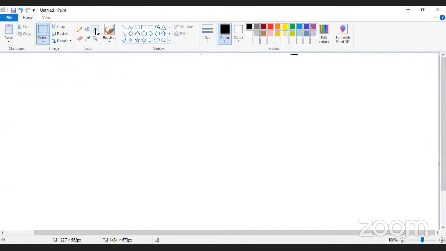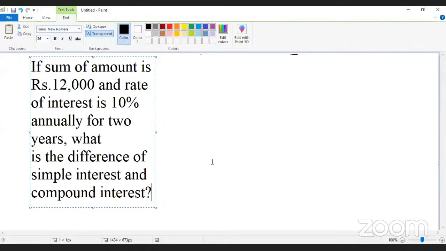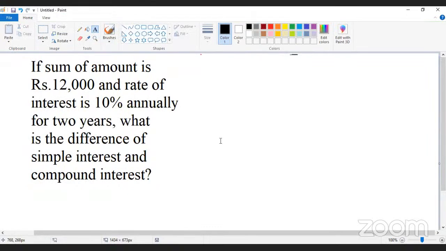I'm giving you the question. Can you see? Yes, sir. Okay. If the sum of amount is rupees 12,000, the rate of interest is 10% annually for 2 years, what is the difference of the simple interest and compound interest? That means same amount, same percentage for simple interest and compound interest for 2 years. What will be their amount difference?